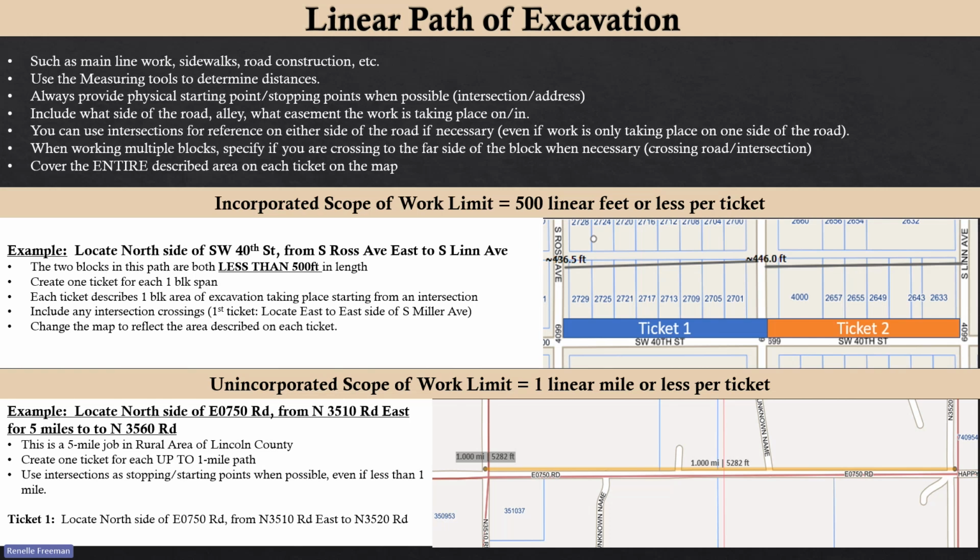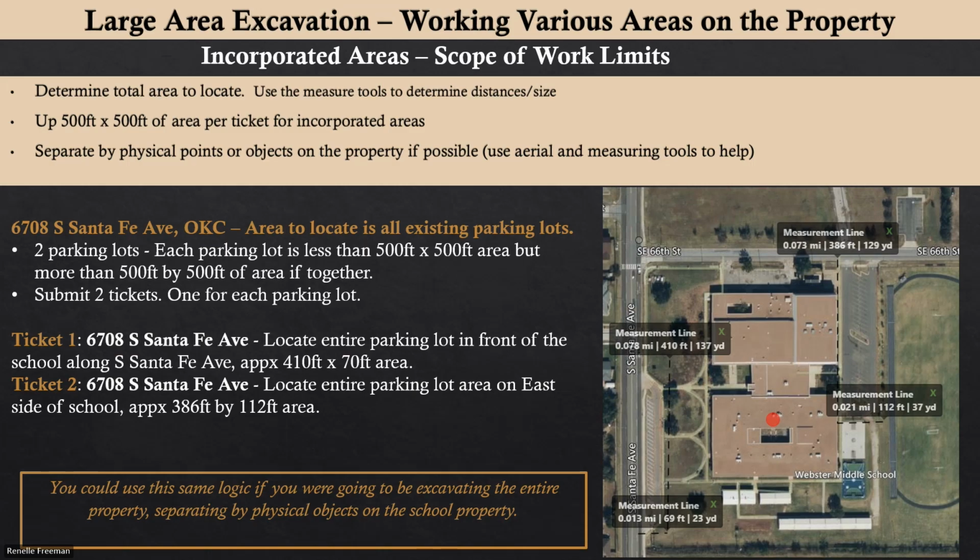So your first ticket would be locating the north side of East 750 Road from North 3510 Road, which is this road right here, going east to North 3520 Road, so keeping it under 1 mile. So when you're dealing with large area excavation, or you're working various areas all over a large property, this is going to talk about just some of the guidelines for doing that.